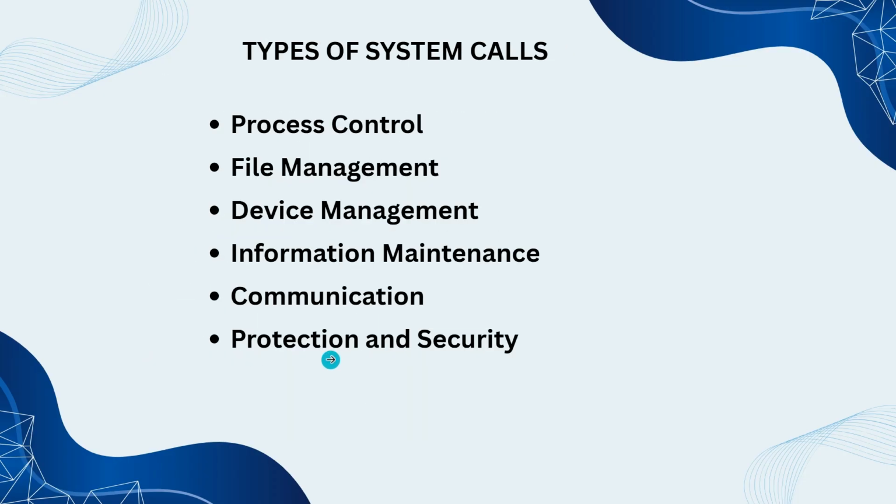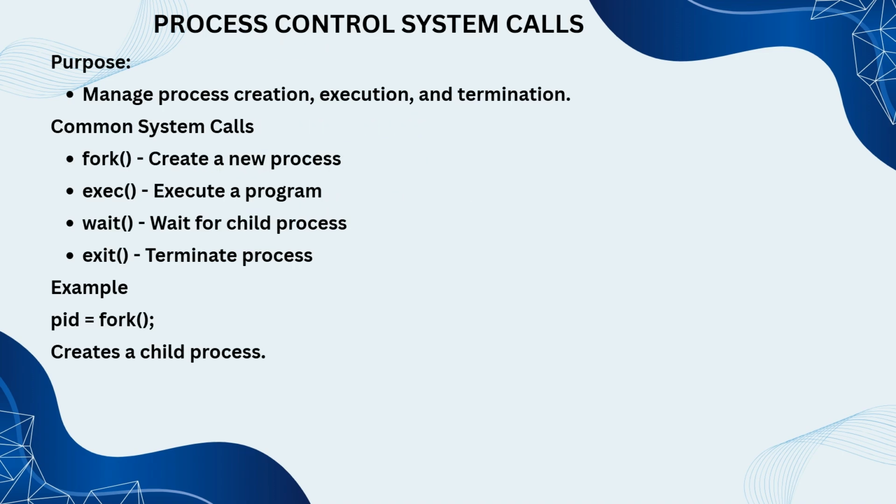These are the types of system calls: process control system calls, file management system calls, device management system calls, information maintenance system calls, communication system calls, and protection and security system calls. Let's see them one by one. First one, process control system calls.